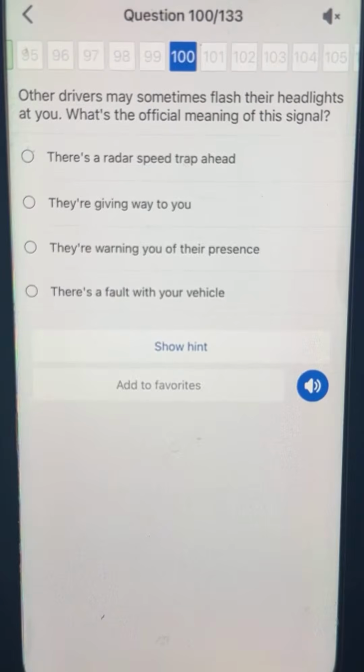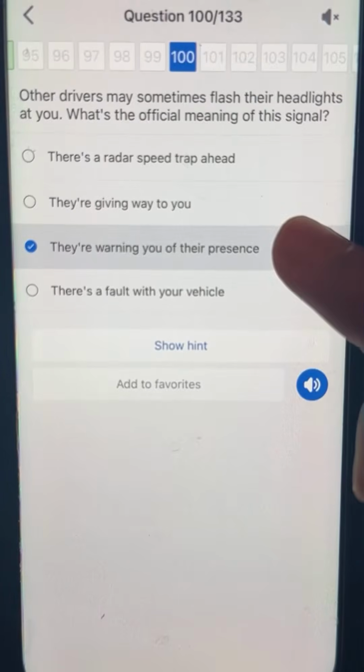Other drivers may sometimes flash their headlights at you. What's the official meaning of this signal? They warn you about their presence. Flashing the headlights and sounding your horn have the same meaning. If someone flashes the headlights at you at night, it's because you're not allowed to sound your horn in a built-up area between 11:30 at night and 7 in the morning. Instead of sounding your horn, you flash the headlights. It does the same role, to warn other traffic about our presence.